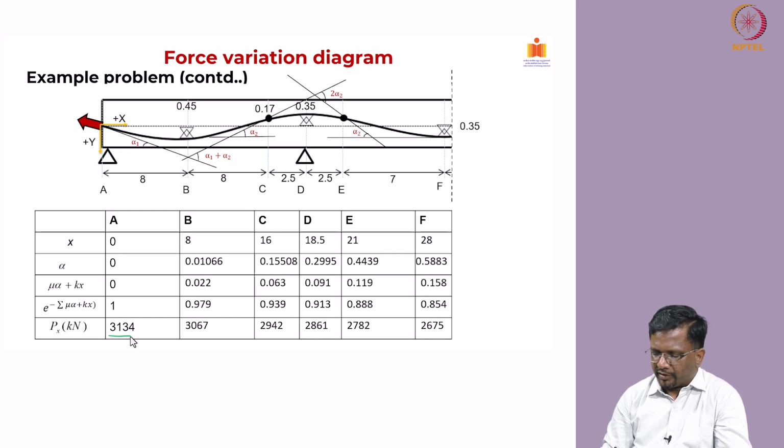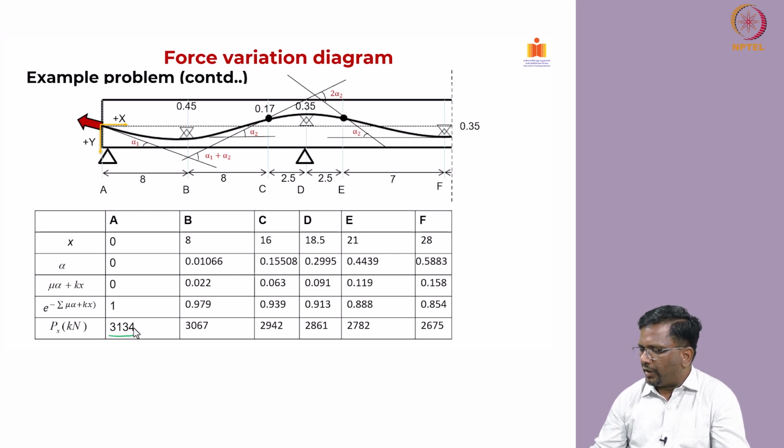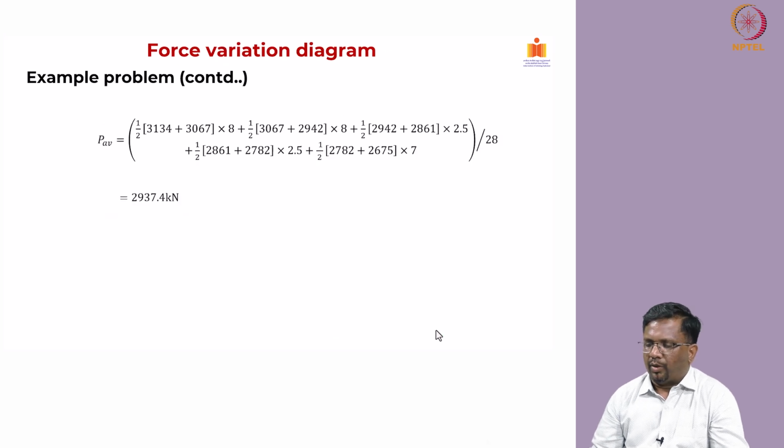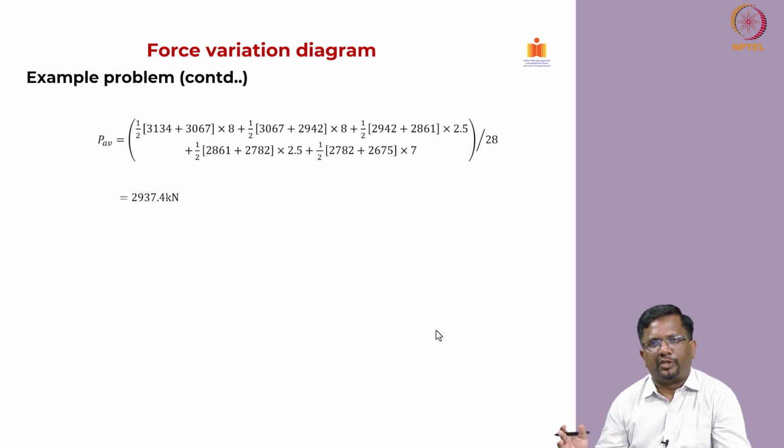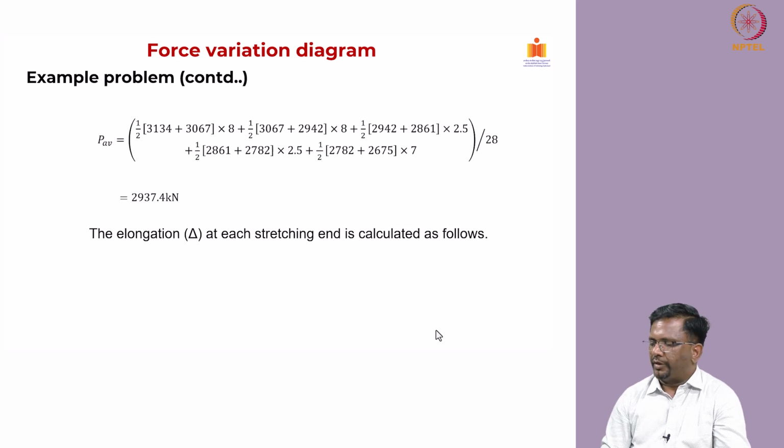Px at x equal to 0 will be 3134, this is the initial jacking force, and then at mid span location of the second span you will have a force of 2675, right. Now, what is the P average? Because what we are looking at here is the P average. Using this we are going to look at what is your delta P and what is your slip deformation and so on. Now, to use this setting length calculation, I need to calculate the average force, right.